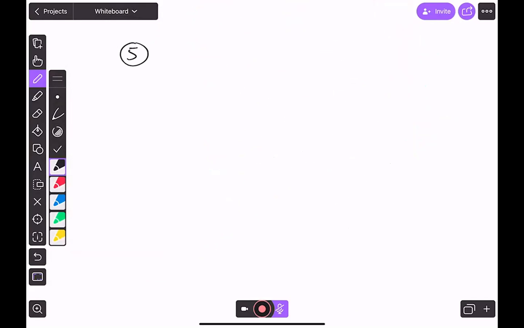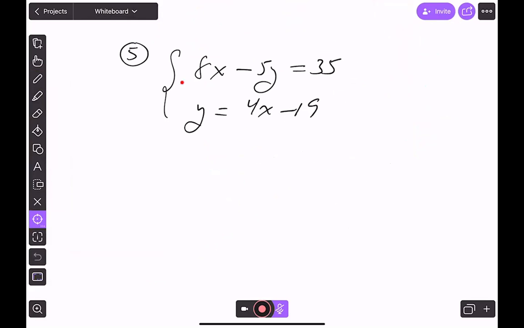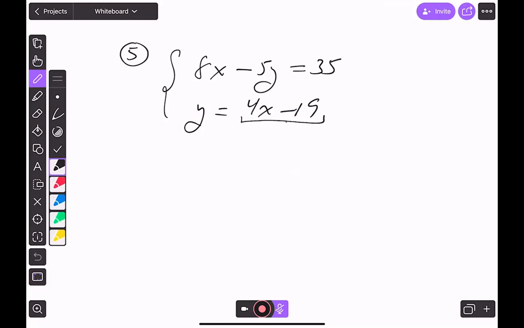If I solve this by substitution, write this down: 8x minus 5y is equal to 35, and y equals 4x minus 19. Well, what you need to do is select one of these equations, either one, and solve for either x or y. What do I notice immediately? This equation here is already solved for y. It says y equals 4x minus 19. So I'm going to take this, which is y, and substitute it up here and see what we get.